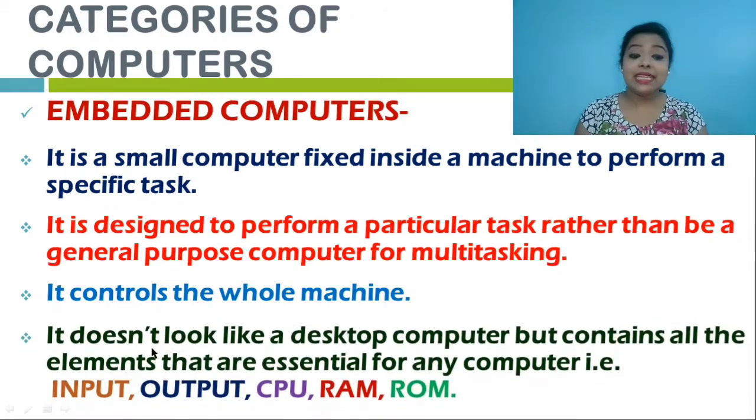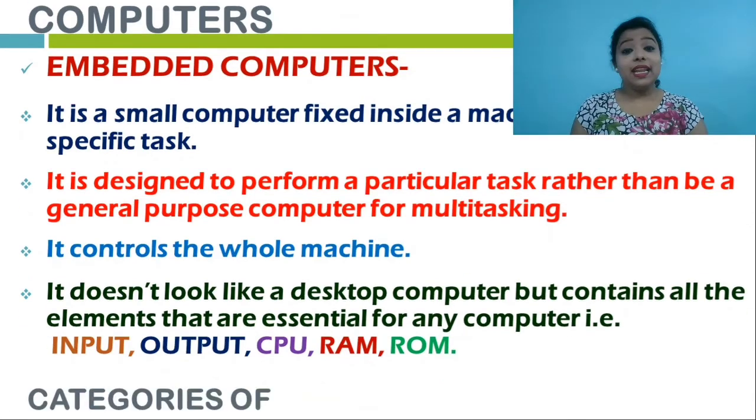Okay, now it does not look like a desktop computer but contains all the elements that are essential for any computer, that is input, output, CPU, RAM and ROM. So basically this input, output, CPU, RAM and ROM, all of these are very important for processing data, inputting it and producing the output. Okay, so the embedded computers don't look like normal personal computers like desktops or laptops or any mobile phone or other devices, but they have all of these essential computer parts.